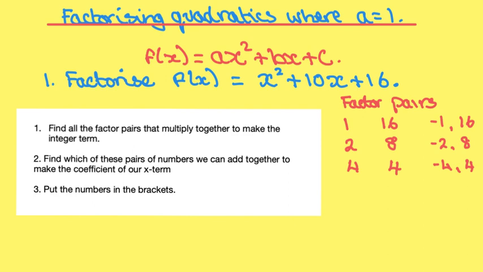And part 3, put the numbers into brackets. So we can now factorize our quadratic. So f of x is equal to x plus 2, and the second bracket is x plus 8.